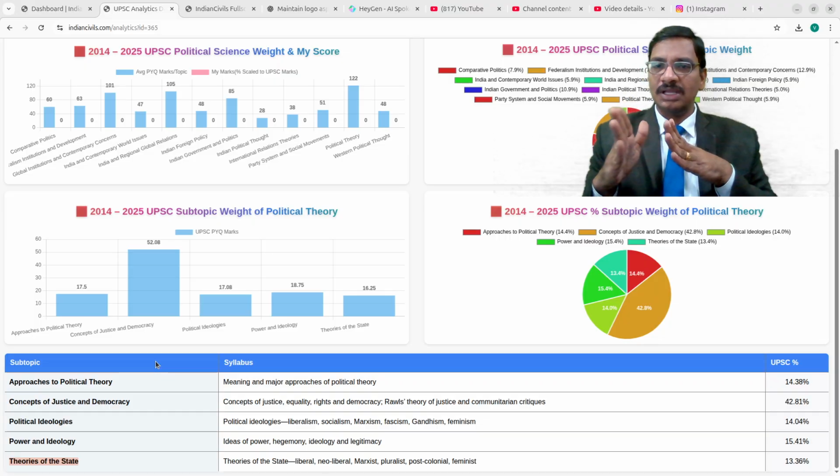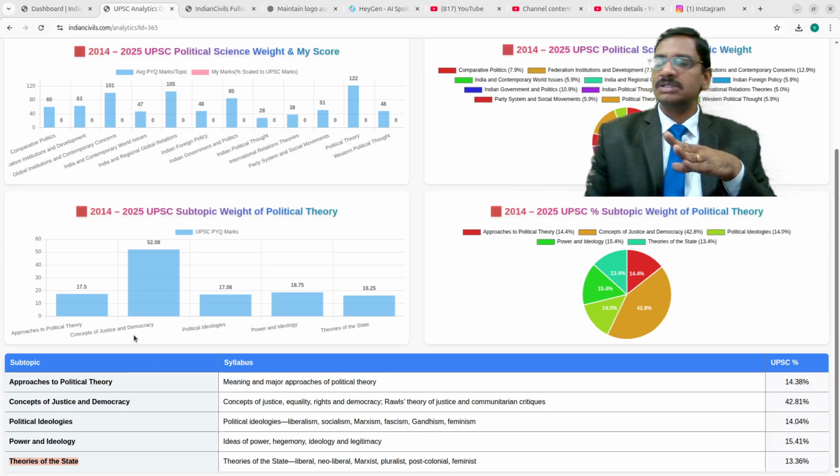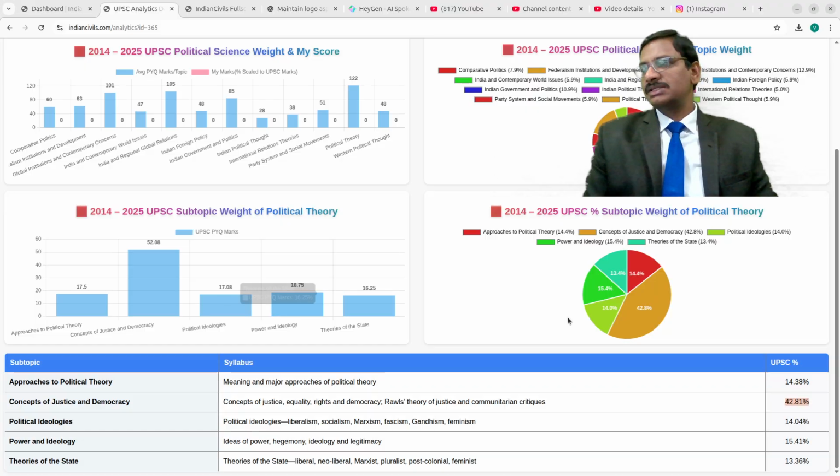It's almost like 50%. It is coming out to be 42.81%. Here I have mentioned 42.81%, right? And the same I have drawn in the pie chart also. In the pie chart you can notice that there is one particular area that is 42.8, that is this concept of justice and democracy.